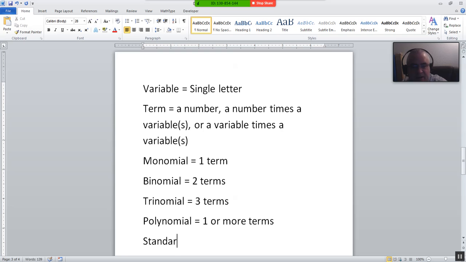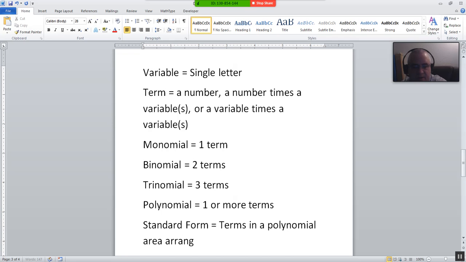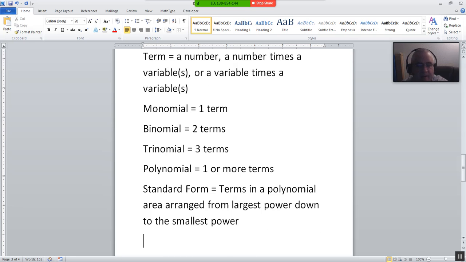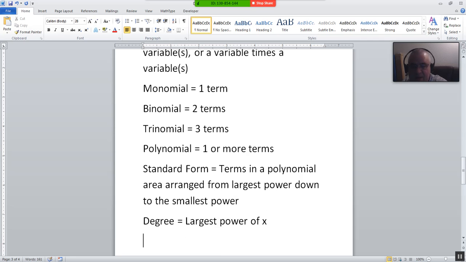We have something called standard form. This is when the terms in a polynomial are arranged from largest power down to the smallest power. We have the degree, which is your largest power of x. Although degree is a little bit more than that, that's going to be the best definition we'll use in college algebra.